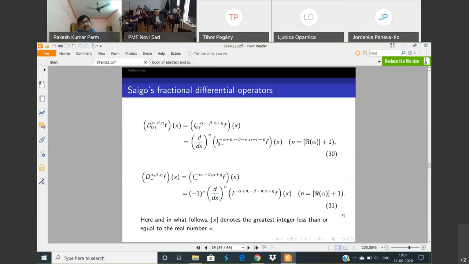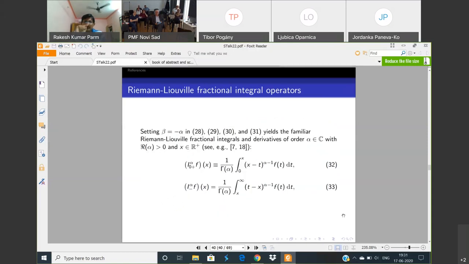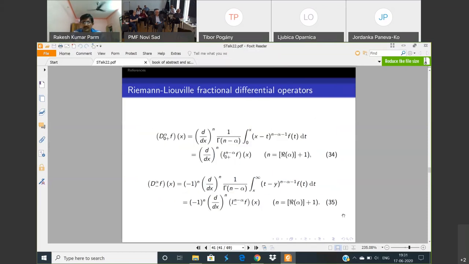Saigo fractional differential operators, which are given by 30 and 31. If we put beta equal to minus alpha in these operators 28, 29, 30, and 31, it yields the familiar Riemann-Liouville fractional integrals and derivatives, presented here by 32, 33, 34, and 35.